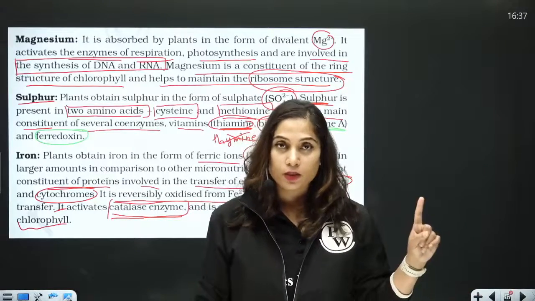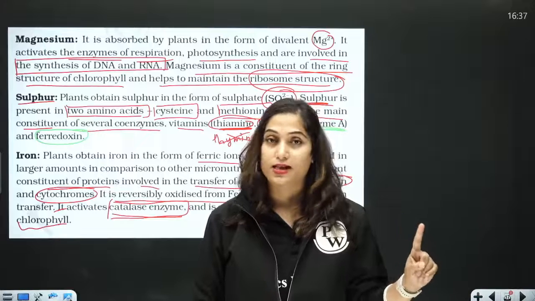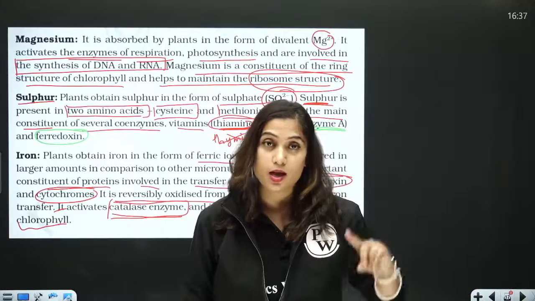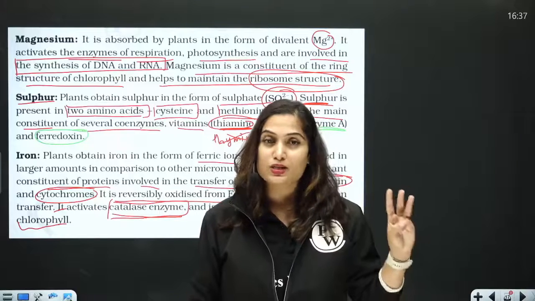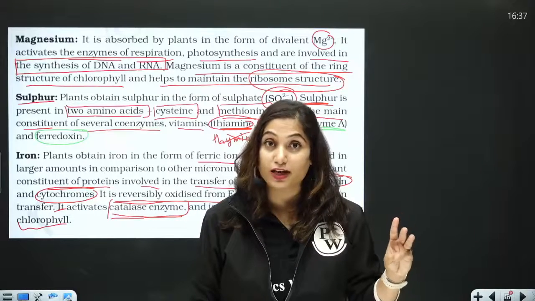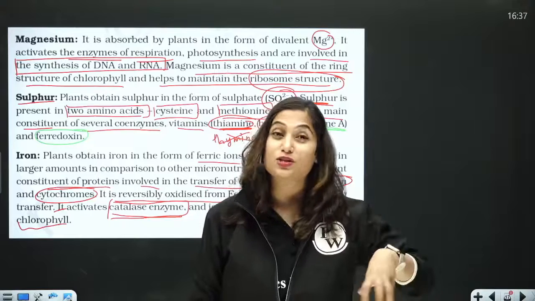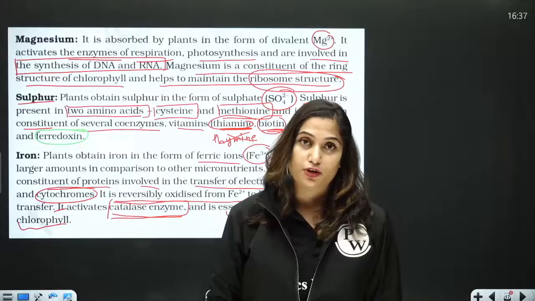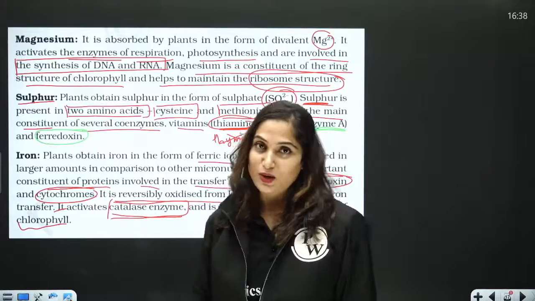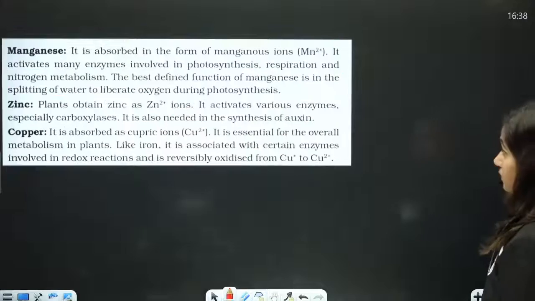First important thing, it is a part of electron carriers like ferredoxin and cytochrome. Second, it activates enzymes like catalases. It is involved in the formation of chlorophyll. It is not a part of chlorophyll, but it helps in the formation of chlorophyll. And it is helpful in redox reactions. Okay. Now let's move further.